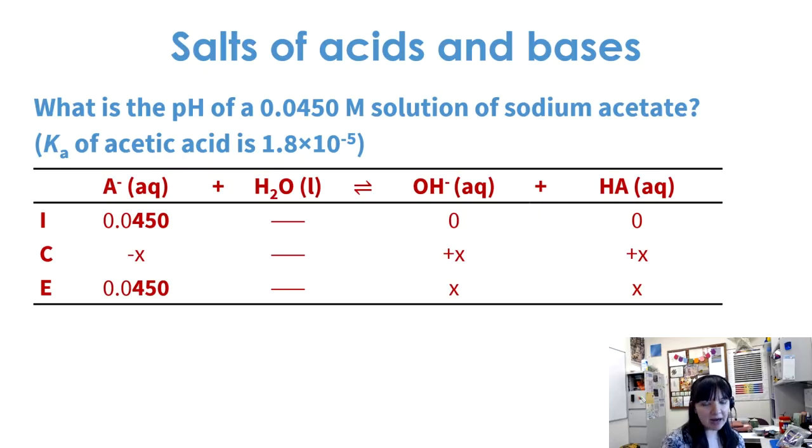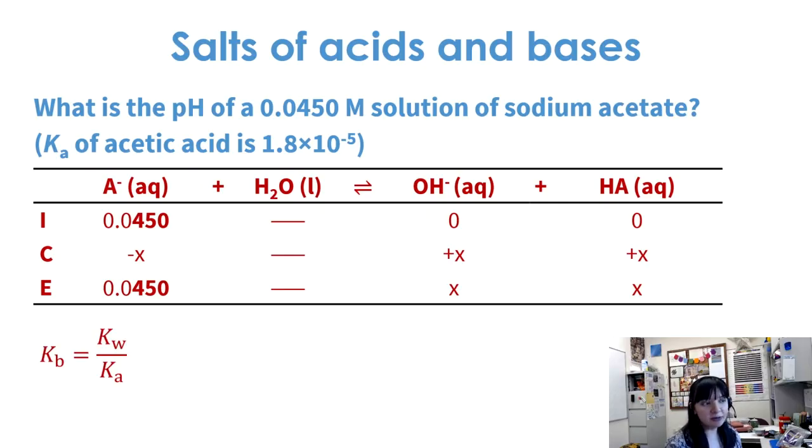And so I've set up my ICE table like so. I have my initial concentration of the A minus as 0.0450, and then the final concentration is again 0.0450. The concentrations of OH minus and HA are both going to be equal to X. Now to actually solve for X here, I'm going to want to not just use the Ka that's given, because this isn't an acid dissociation equilibrium.